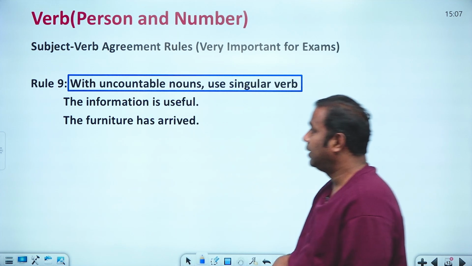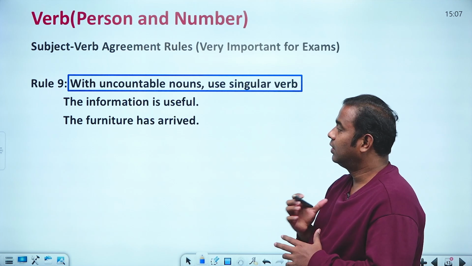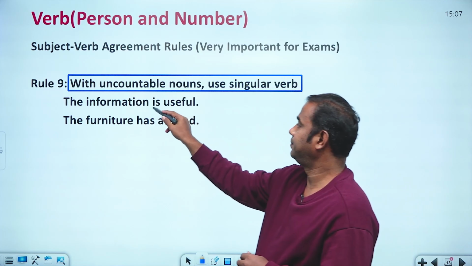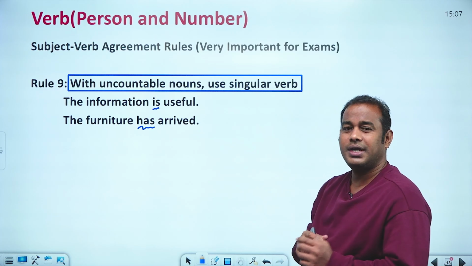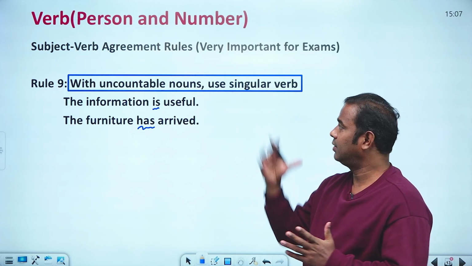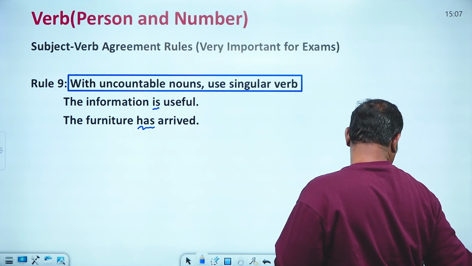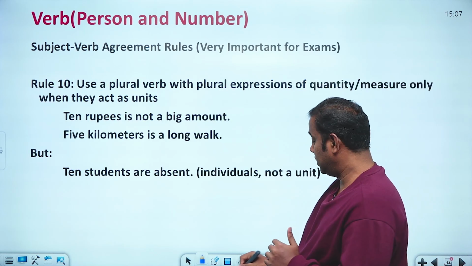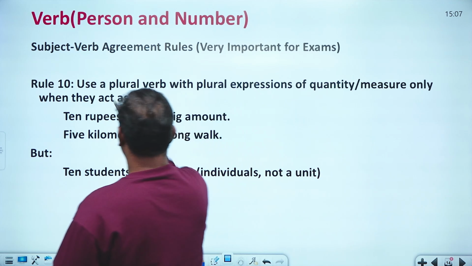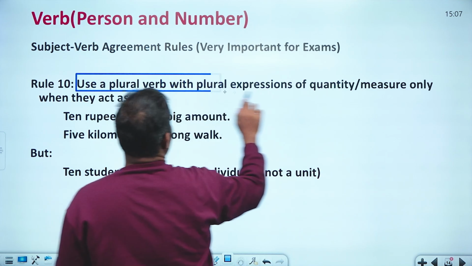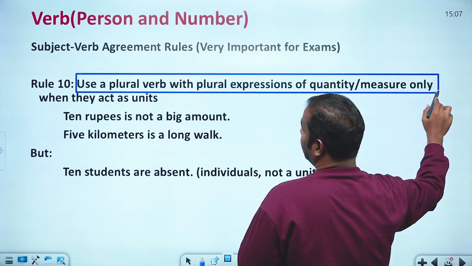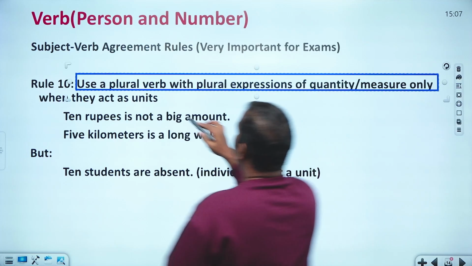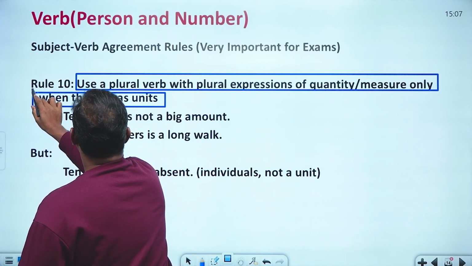So what is that? The information is useful. The furniture has arrived. Like this. Okay. So whenever you can't count something, then you use a singular noun. Then the last one here, use a plural verb with a plural expression of quantity and measure only when they act as a single unit.